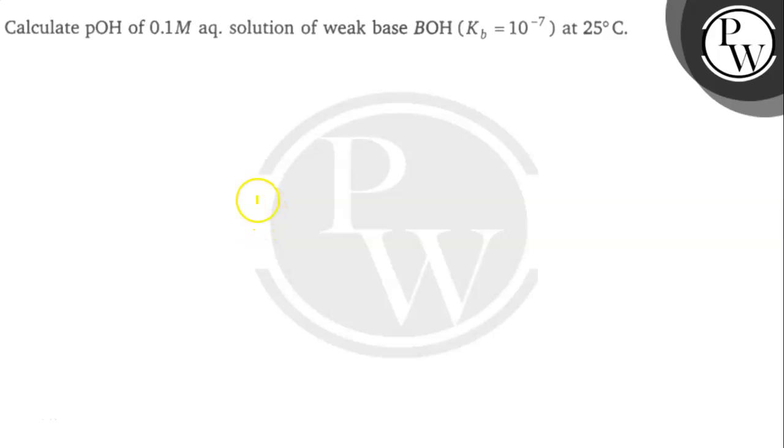Hello bachcho, let's read this question. So the question says that calculate pOH of 0.1 molarity aqueous solution of weak base BOH whose Kb value is 10 to the power minus 7 at 25 degrees Celsius.